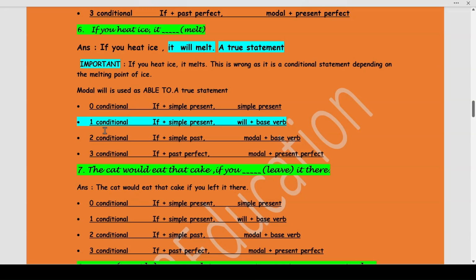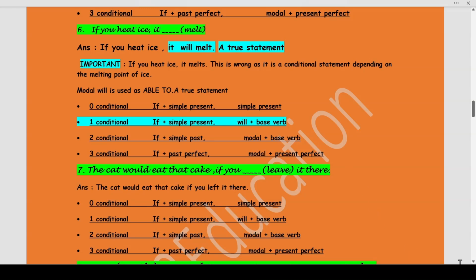So what is the conditional over here? Type 1. Why? Because it will melt. Will plus base verb is melt. And if you heat ice is in the simple present tense. So it is your type 1 conditional. Okay, so do not write if you heat ice, it melts. That is wrong. If you heat ice, it will melt.